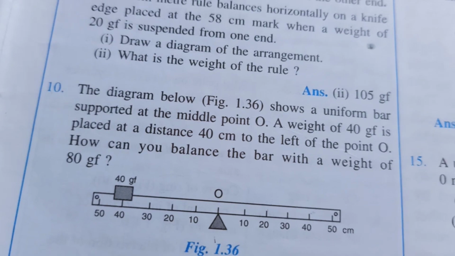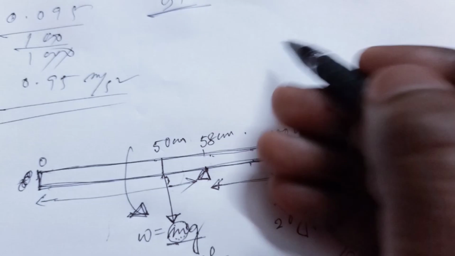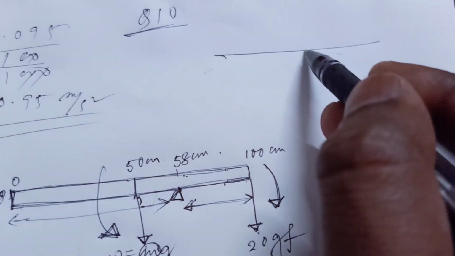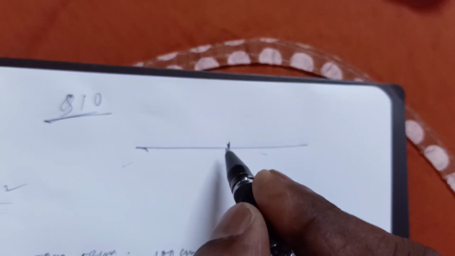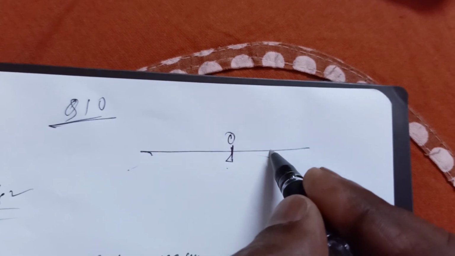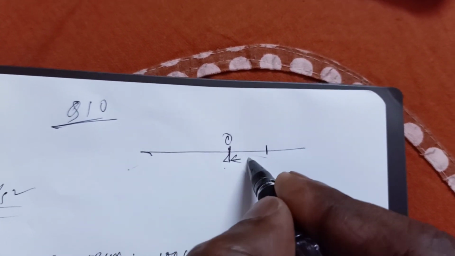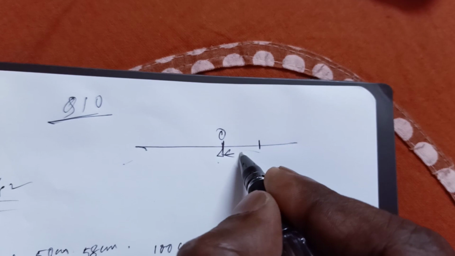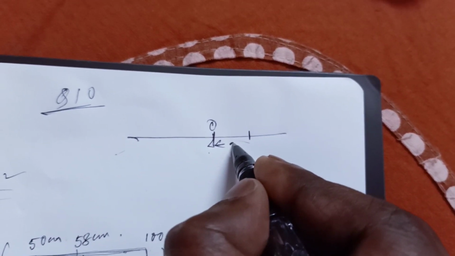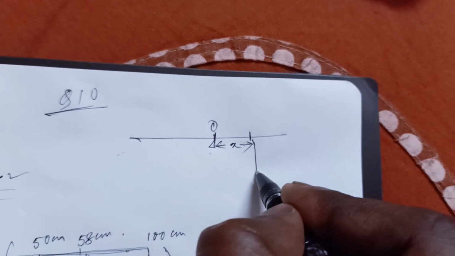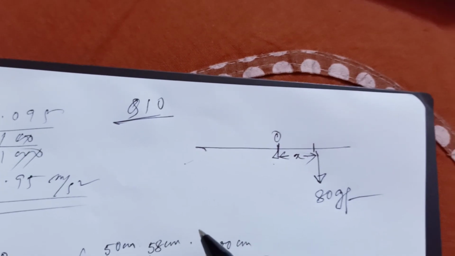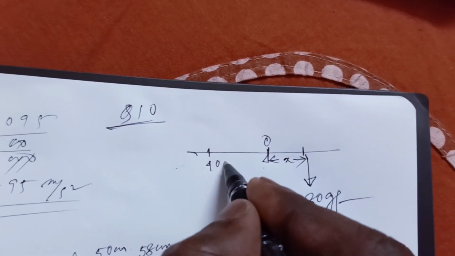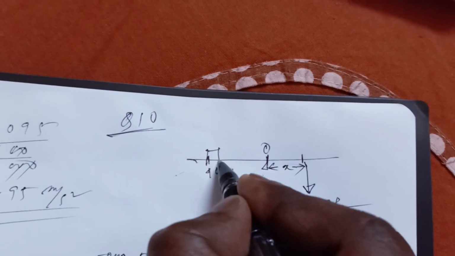Let's do this numerical, question number 10. It is so simple. This is a meter rule, and here it is given that this is the O point and this is a knife edge. Suppose the distance is x centimeter, and here we place 80 gram force. And there is another mass of 40 gram force at 40 centimeter.